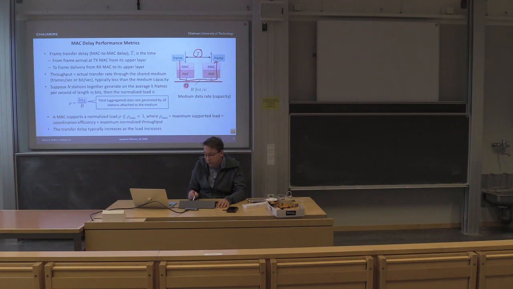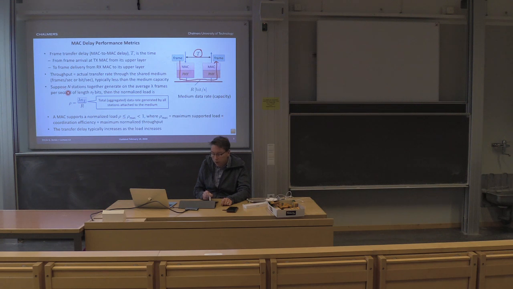We're also interested in the throughput, which is the actual transfer rate through the shared medium. The medium has a data rate, maybe R bits per second, but what is the data rate that the layer above the MAC layer experiences? This is similar to what we did in the ARQ case. We would like this data rate to be as high as possible. It cannot be higher than R, but we would like it to be close.